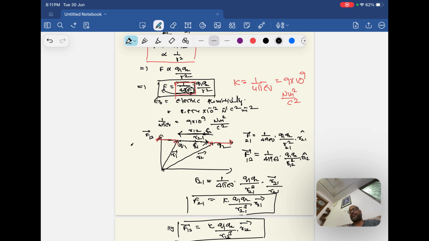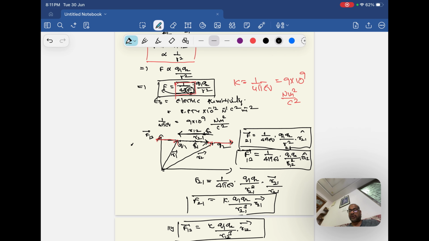And you know, for mentioning the direction of the force, we take a unit vector along the position vector. So now, the force on 2 because of 1 is given by 1 by 4 pi epsilon naught, Q1 Q2 by R21 square into R21 cap. Similarly, the force on 1 because of 2 is given by 1 by 4 pi epsilon naught, Q1 Q2 by R12 square, in the direction R12 cap.